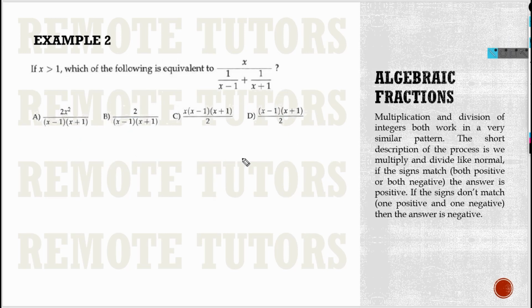Now let's see this second example. If x is greater than 1, which of the following is equivalent to the value of this complex fraction? So here what you have to do is first simplify the denominator. So you have to calculate the sum. I will do that here below.